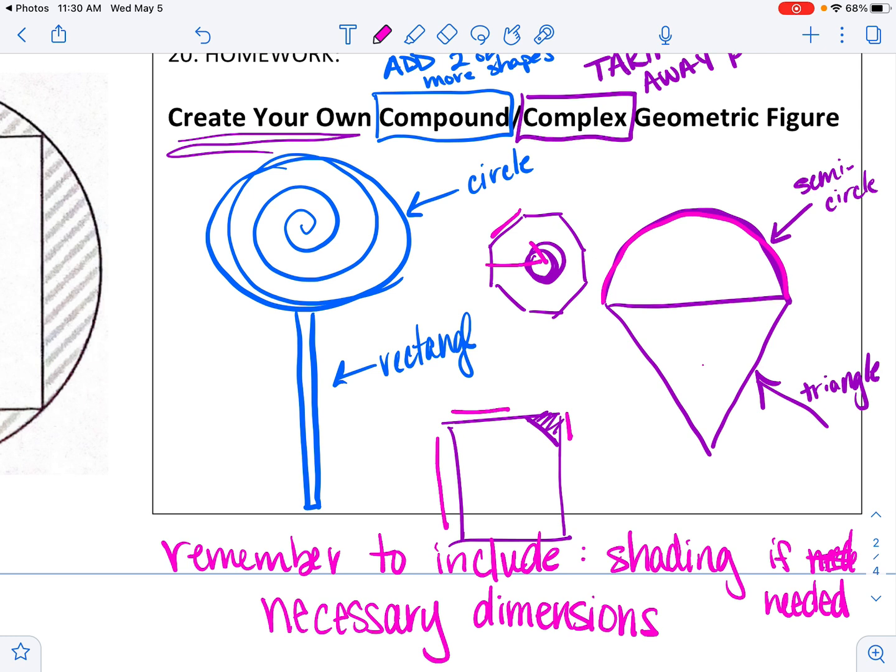So I want you to get creative and make a compound or complex geometric figure that someone else will likely have to find the area of. Make sure you include shading if needed and any necessary dimensions. Make sure you submit this on Canvas.